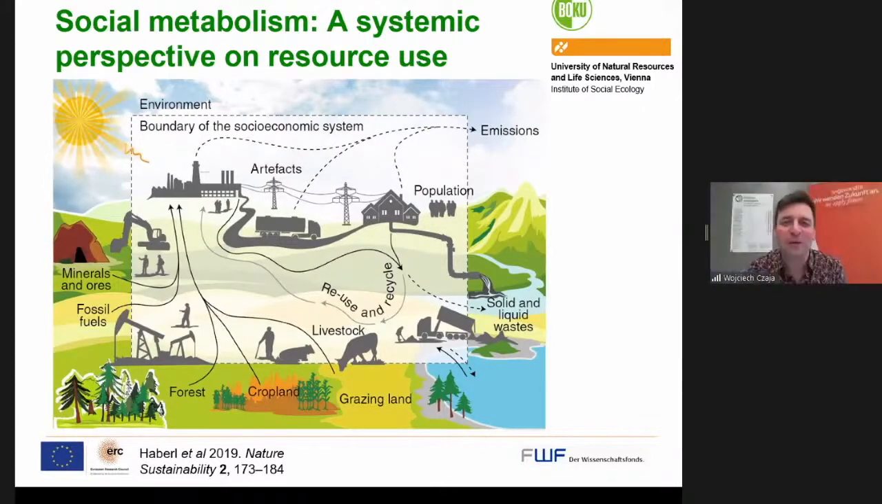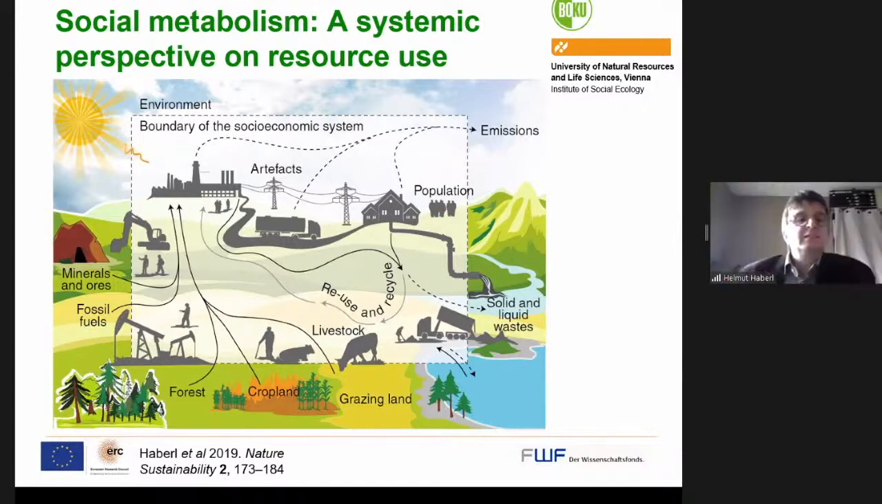Okay, everything fine. Basically, it's a scientific approach that looks at the use by societies of physical resources like materials and energy. And I will now talk a little bit about that. So societies use resources like biomass from cropland or from livestock that grazes on grazing lands, or wood from forests, or fossil fuels or minerals to build up material structures.